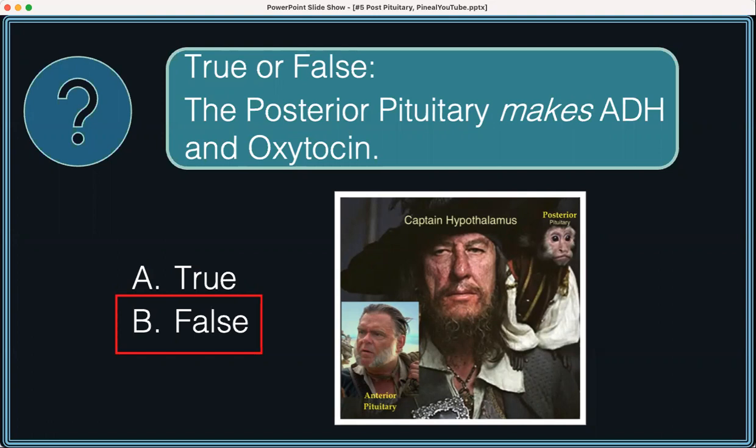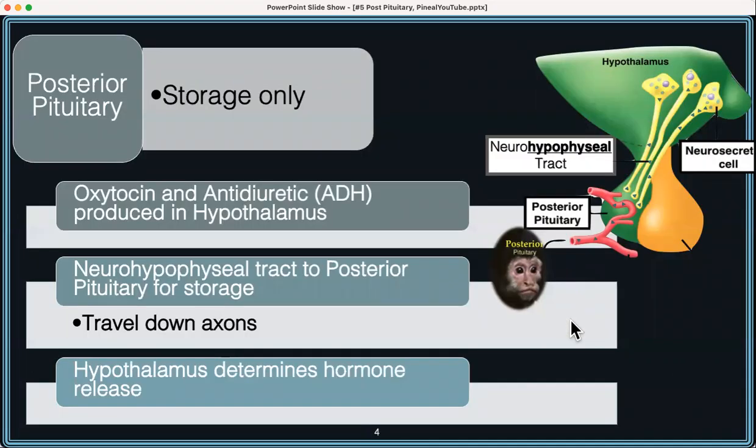Remember, the posterior pituitary gland, depicted by this monkey sitting posterior to the captain, only stores. So within the storage, he's only responsible for two things, oxytocin and anti-diuretic hormone. They're produced by these neurosecretory cells, travel through these axons within the stalk of the pituitary, also called the neurohypophyseal tract. And they're stored there, and it's when the hypothalamus tells the posterior pituitary to release them that they get into the bloodstream.